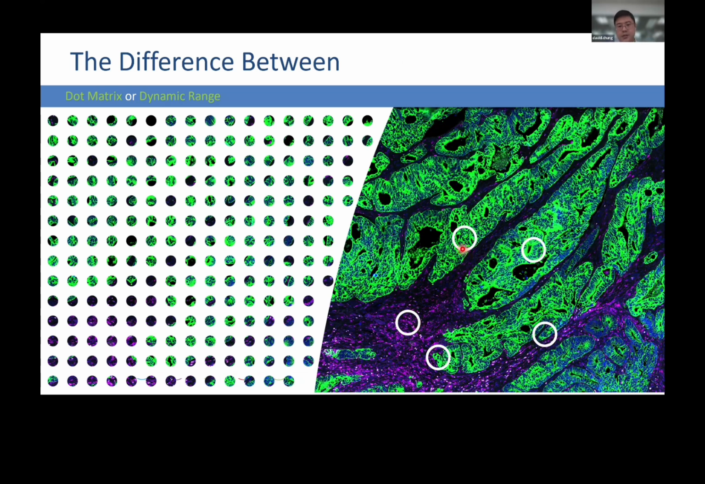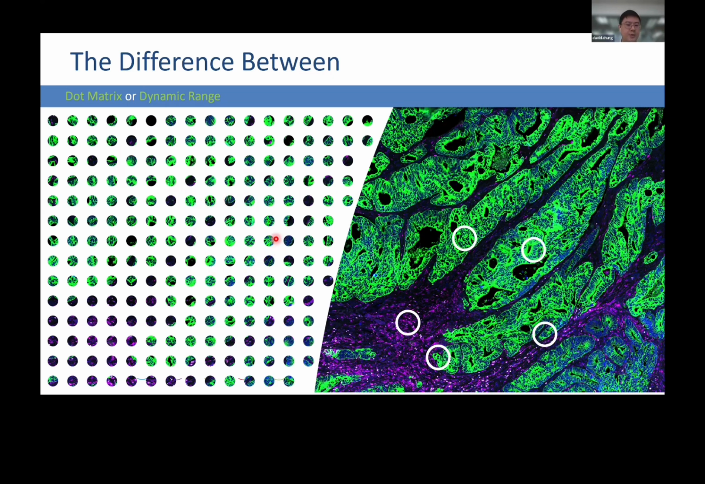So you can either draw a circle, or you can also follow the morphology, the shape of the tissue. So compared to some other platforms on the market, probably they will only use a dot matrix in which they just collect the information for only the specific fixed region on the tissue.